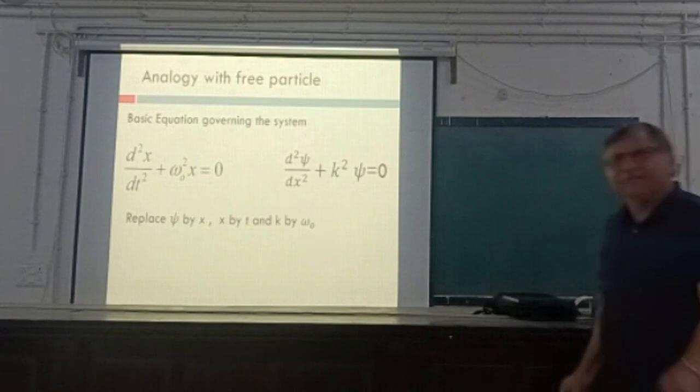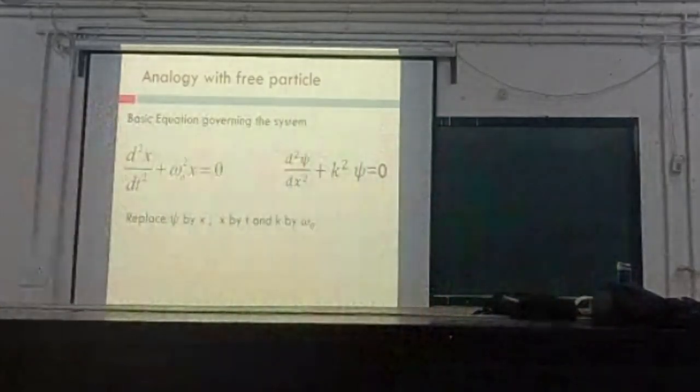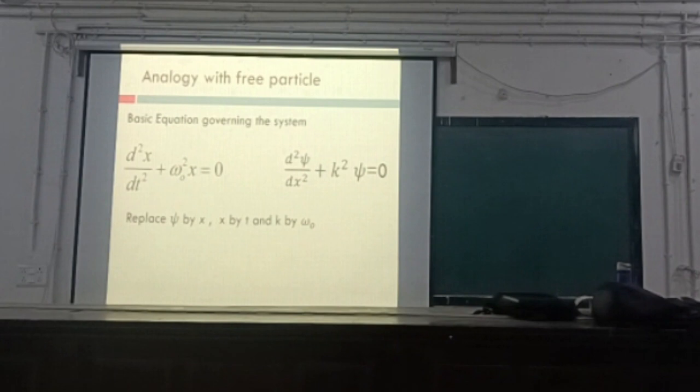Can anyone tell me what is the big difference between these two equations? Schrodinger's equation for free particle and this one, the equation of motion for x and y. Mathematically, they look very similar. What is the basic difference between them? Maybe it's a function of time and maybe it's a function of position. Yeah, that's true. Time is a variable, position is a variable. So the mathematical difference is not here.